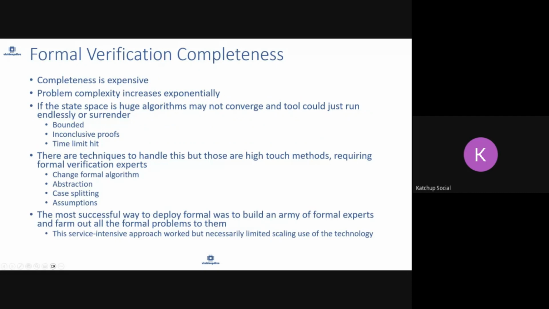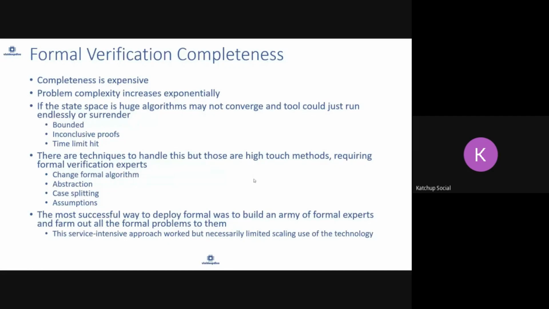The second challenge for property verification was the completeness challenge. Completeness is very, very expensive. As your design size increases, the complexity of solving these formal equations increases exponentially. So if the state space is huge, your algorithms may not converge, and the tool can just run endlessly or come out with a lot of bounded, time-limited, inconclusive proofs. There are a lot of techniques to handle this, but those techniques are very high-touch methods, and they can only be used by people who are formal verification experts.